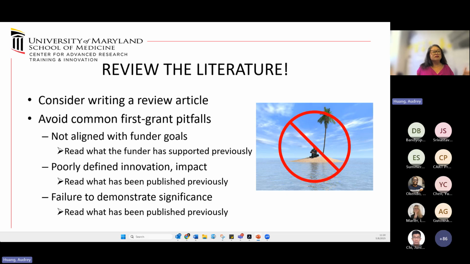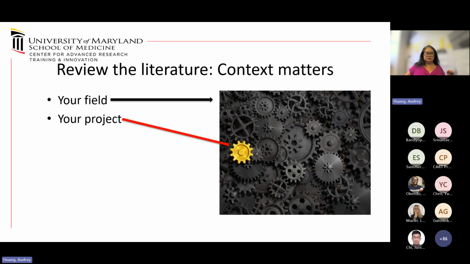And then the last thing is failure to demonstrate significance. We'll talk about significance, innovation, and impact next, but again, read what has been done previously. Why is what you're proposing to do now so significant? What are the gaps that prior research, not necessarily done by you, but in the field, has left unanswered and open for solving? And you need to absolutely know that in order to be successful at this.